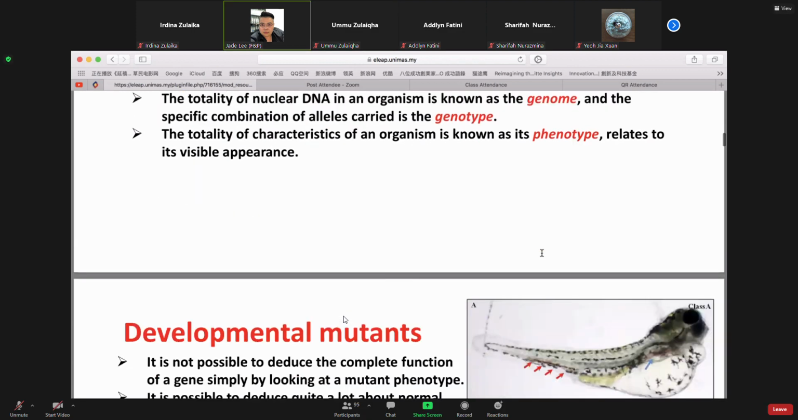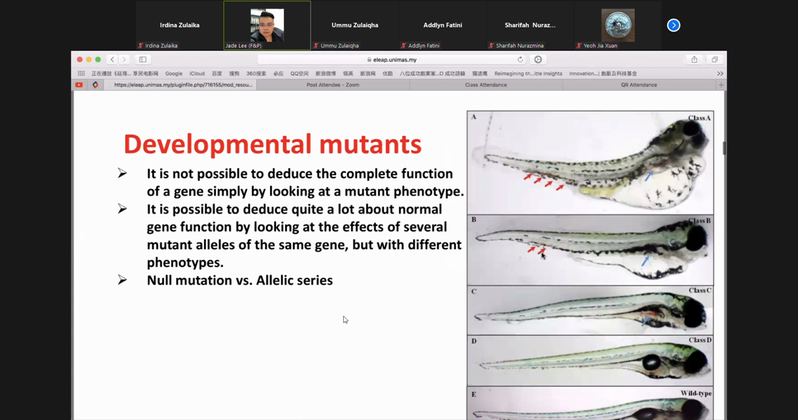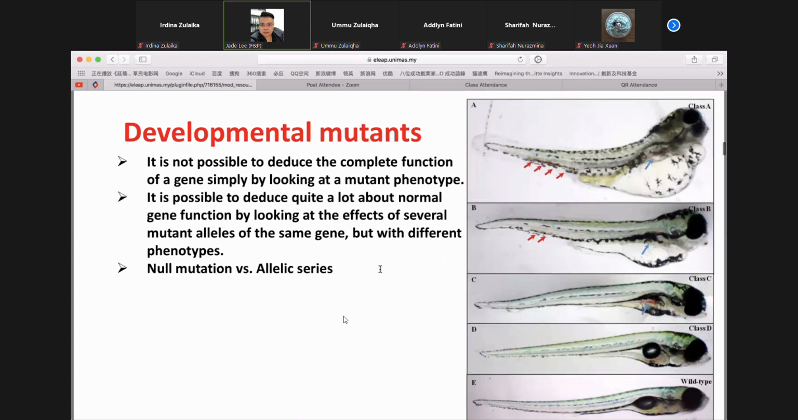For mutants, it is not possible to deduce the complete function of a gene simply by looking at the mutants. If you look at the mutant phenotype, you cannot tell a lot. You can probably see the difference in phenotype, but there are a lot of things you still cannot see. It is possible to deduce quite a lot about the normal gene's function by looking at the effects of several mutant alleles of the same gene, but with different phenotypes.